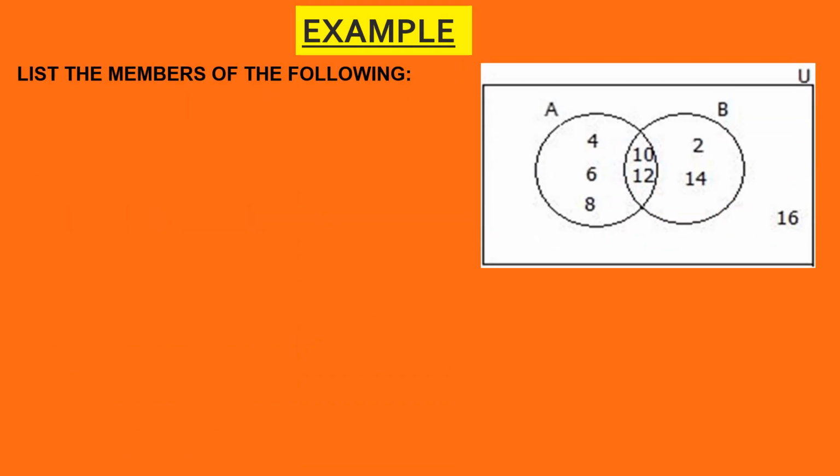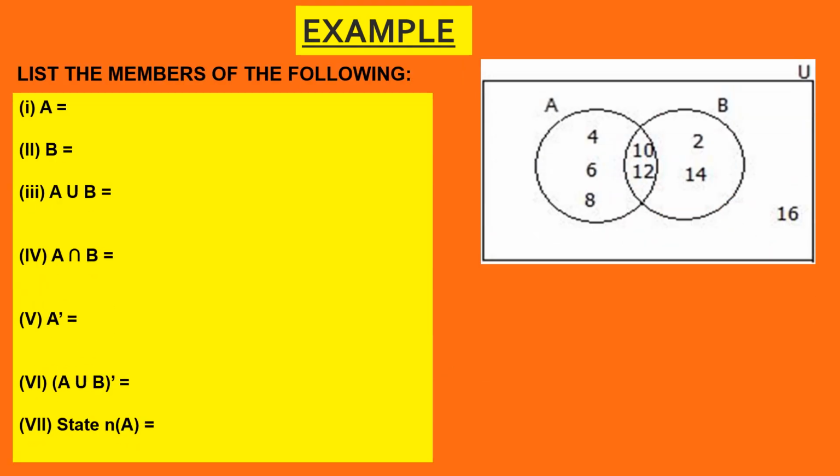Our example, here we have the Venn diagram A and B, and we're asked these questions. List the members of the following. So A equals, what is A? You're being asked to list the members in A. This circle here represents A, and what is in A is 4, 6, 8, 10, and 12. So that's what I'm going to write here, and I can use the square brackets. 4, 6, 8, 10, 12. Okay, I'm going to erase that.